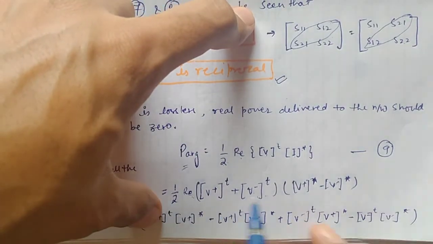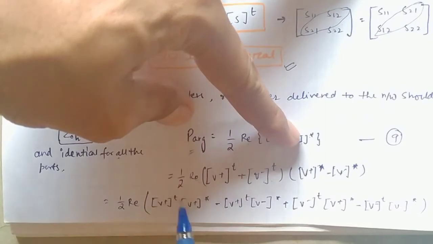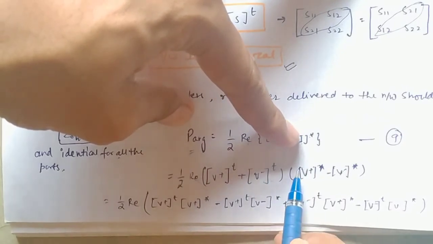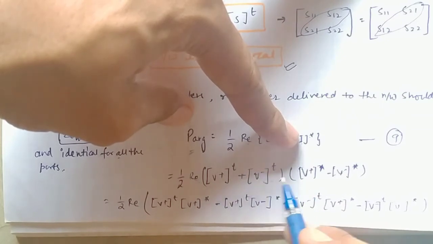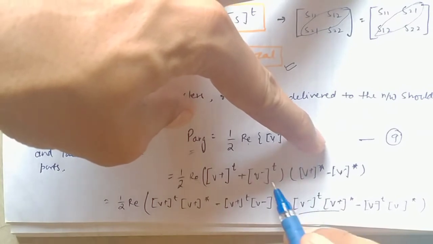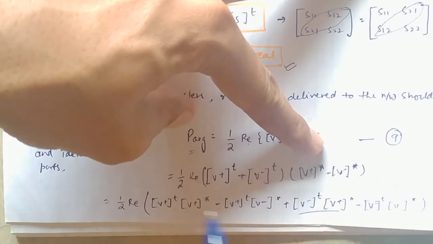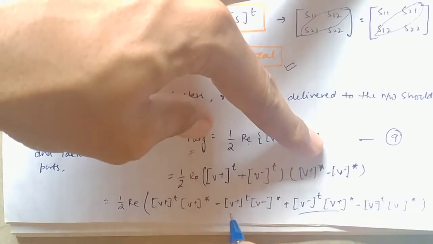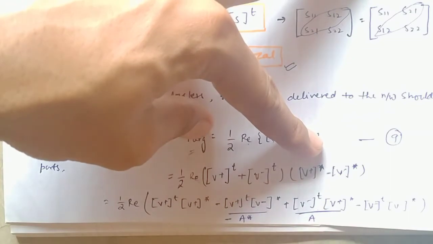Now if we multiply, we will get 4 terms. You can see here we will get V plus transpose times V plus conjugate, then V plus transpose with V minus conjugate, then multiplying this term with this one you get this term, then V minus transpose into minus V minus conjugate, and you get this term. So we have 4 terms. We can see these 2 terms are nothing but in the form of A minus A conjugate. A minus A conjugate is purely imaginary. So the remaining quantities are this one and this one. So I will write it again.